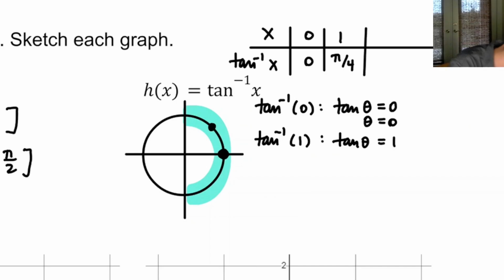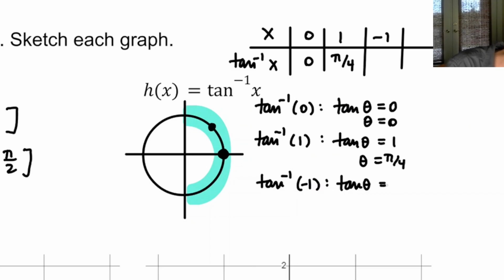Okay, and then if I thought about inverse tangent of -1, let's report my finding there. If it was inverse tangent of -1 that I was interested in, then I would say, okay, that's where tangent is -1. And that would be where the legs had equal length but opposite signs, and that would be down here. This would be the most obvious place, and that would be theta is -pi/4.